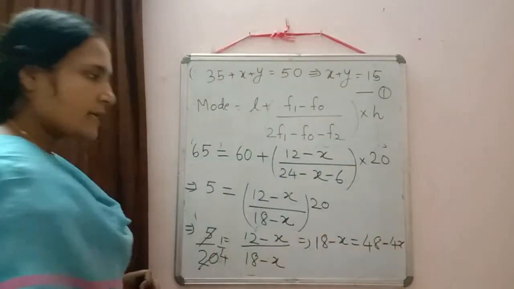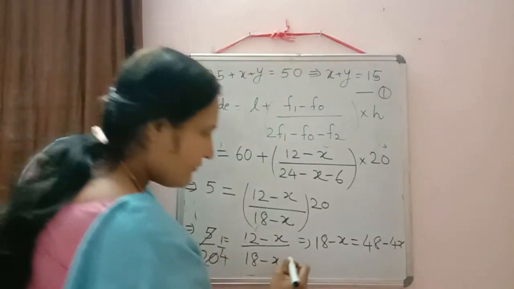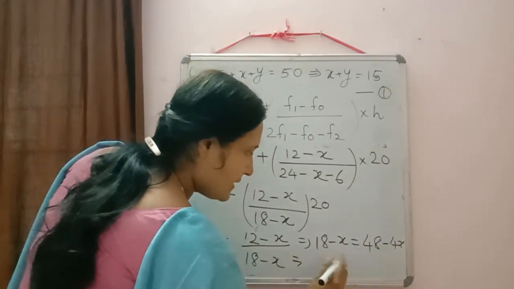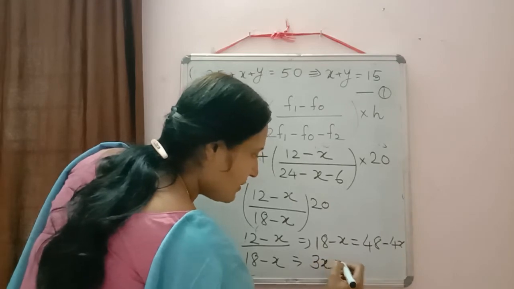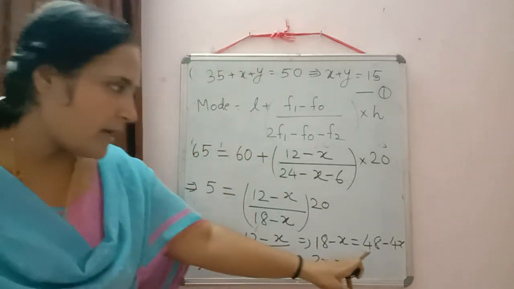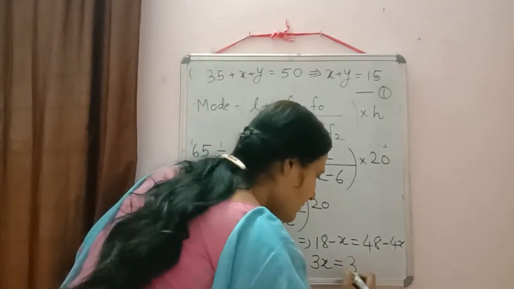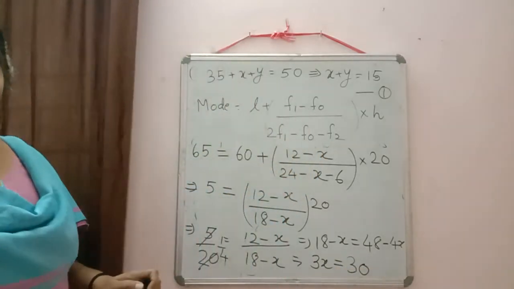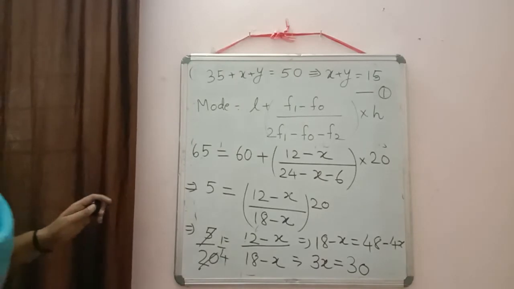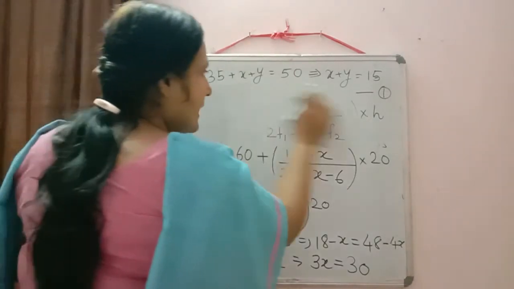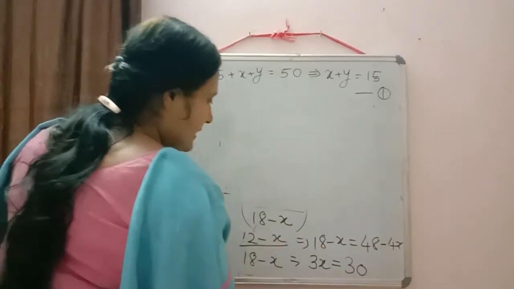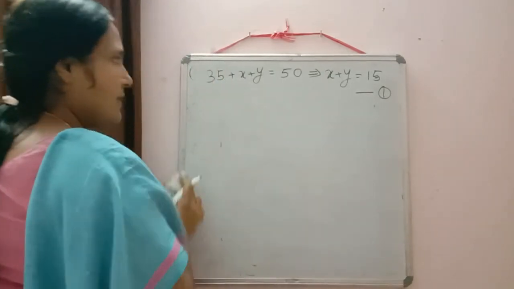Now minus 4x we can shift to left hand side. Then it will be equal to minus x plus 4x. So that will be equal to 3x. And 48 minus 18 will be equal to 30. Then what will be the value of x? Yes, x is equal to 10. So write down there, we are getting x is equal to 10.